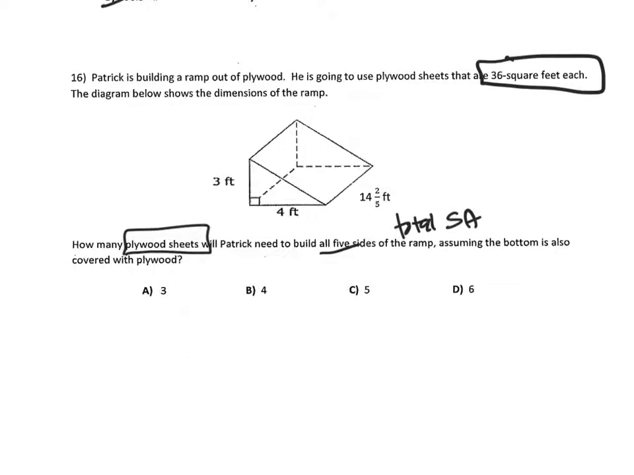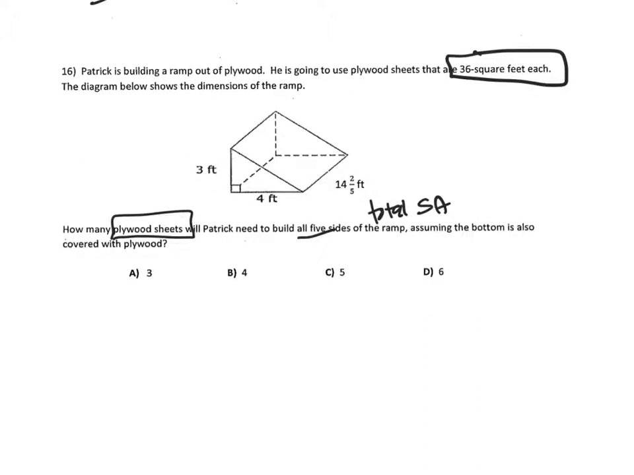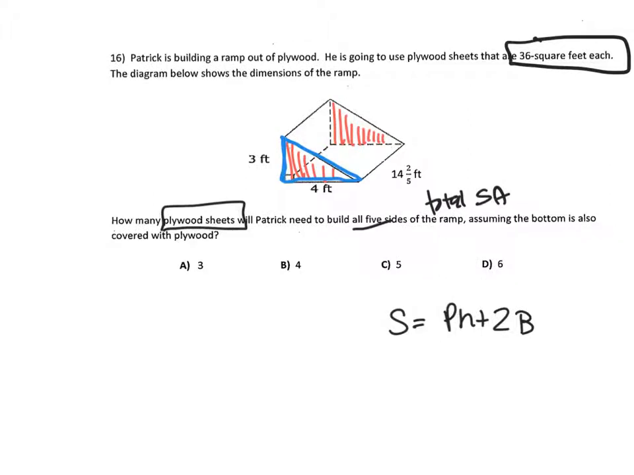And here's what's weird about this one. So we know our formula is going to be perimeter times height plus 2B, right? And we know that the triangles are our bases because it's a triangular prism. Here's what we don't know. We don't know all three lengths, or all three sides of the triangle. We know two of them. And so this is kind of a multi-step problem, and this is kind of a pain.